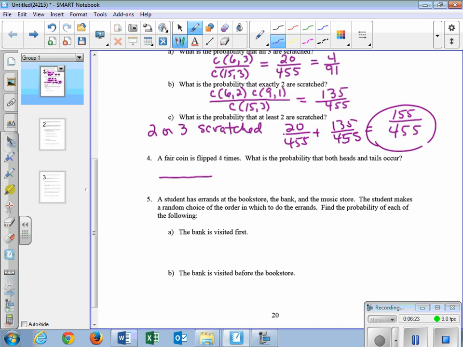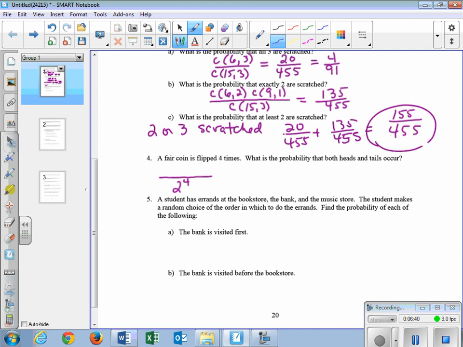I have heads or tails every time, so there's 2 possibilities, and I'm flipping the coin 4 times. Wow, I need to slow down. So that means that my denominator, my sample space, is 2 to the 4th.